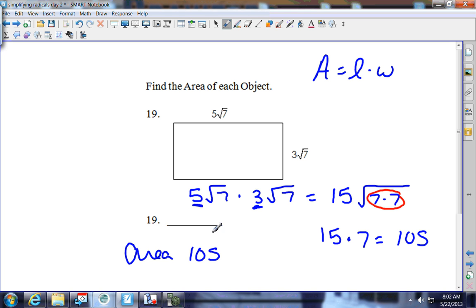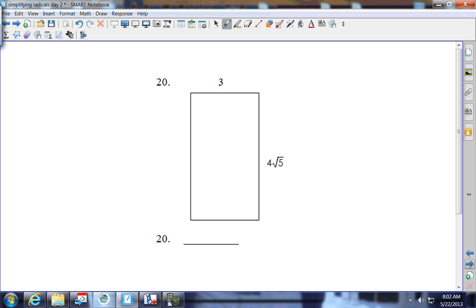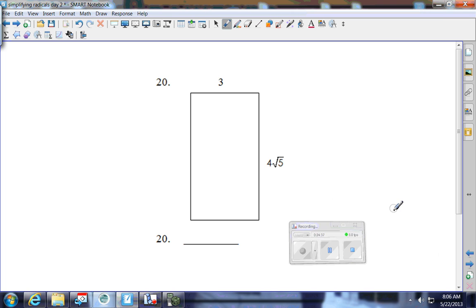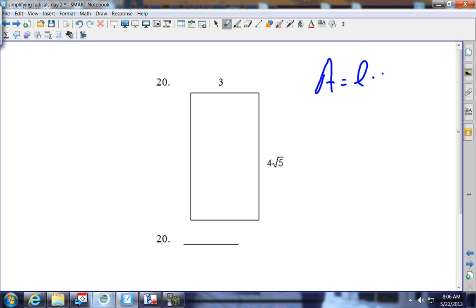Now, go and try these next ones on the area. Okay, again, to find the area is length times width. So we're taking 3 times 4 square root of 5. Well, all we do is multiply the whole numbers together. Okay, so I get 12 square root of 5. That's the area.